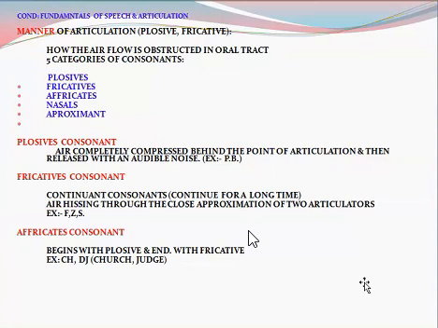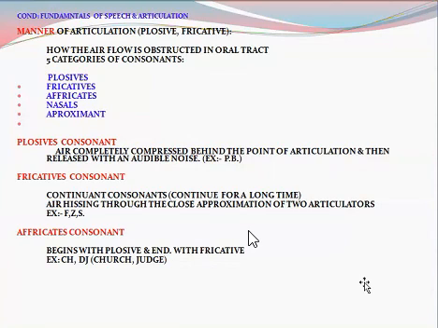Fricatives are continuous consonants that continue for a long time. Air hisses through the close approximation of the two articulators. That type of consonants are called fricative consonants, continued consonants. The examples are F, Z, S.